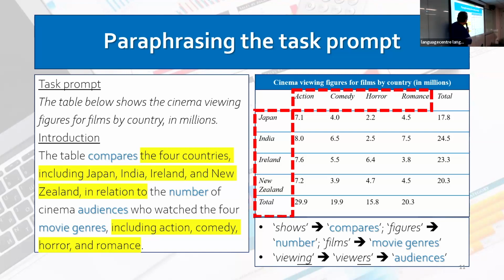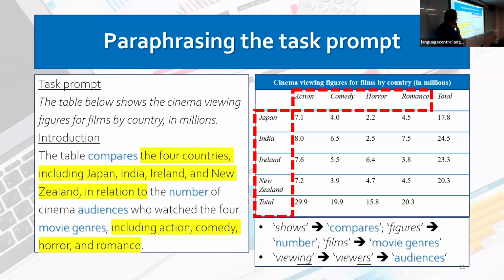I think I haven't used the word viewers here, but I will show you an example of the use of the word viewers. But the principle is that I try to use the word audiences here in order to paraphrase the words cinema viewing figures, cinema viewing. So this is how I can do the paraphrasing by using synonyms and working on word classes, or what some people call parts of speech.